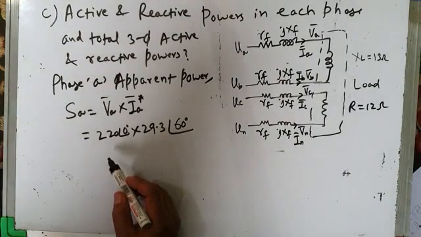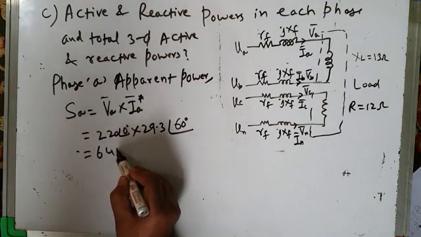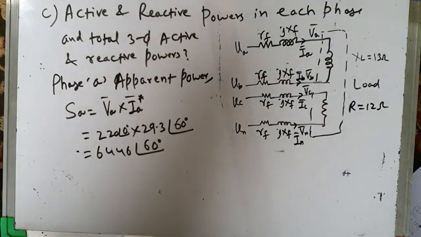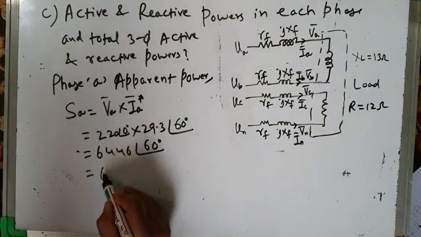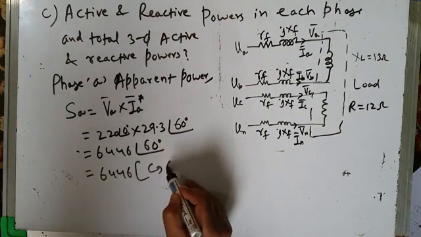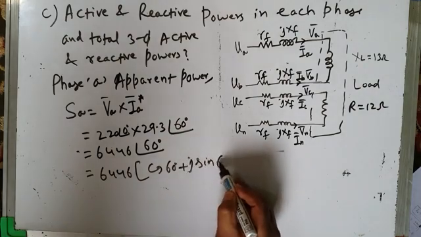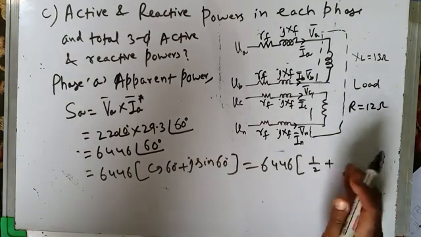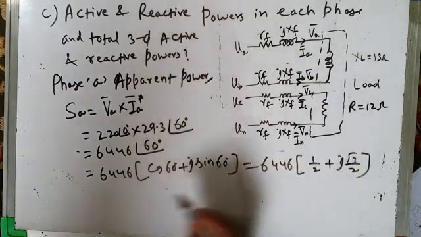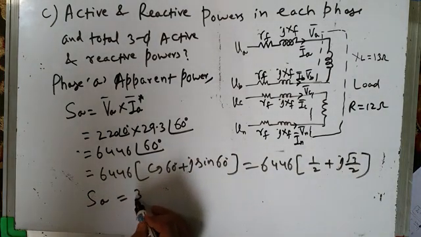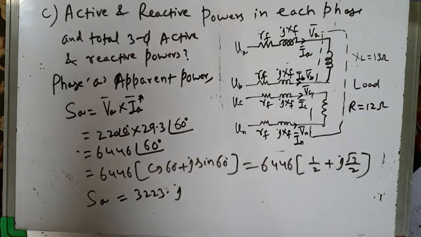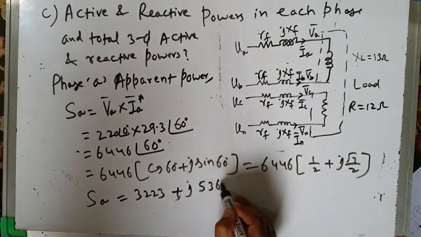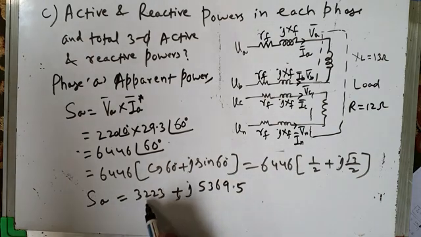So if you solve this, it comes out to be 6446 at an angle of plus 60 degrees, because 0 plus 60 is 60 degrees. That is equal to 6446 cos 60 degrees plus j sine 60 degrees. Cos 60 degrees is 1 by 2 and sine 60 degrees is root 3 by 2. Therefore SA will come out to be 3223 plus j 5369.5. Okay, so this has a real part and an imaginary part.